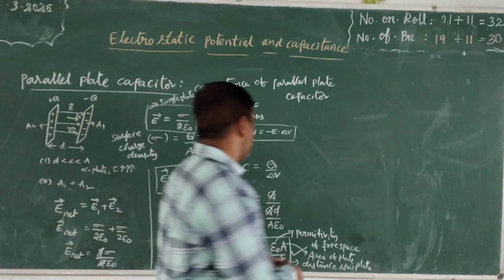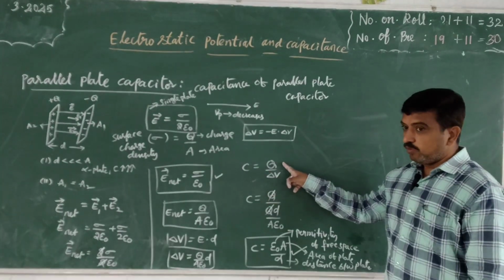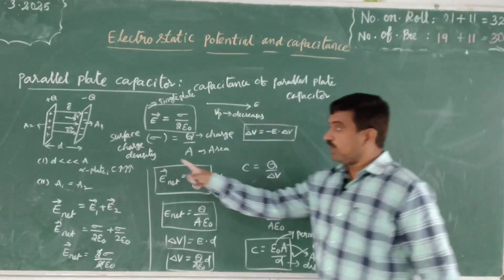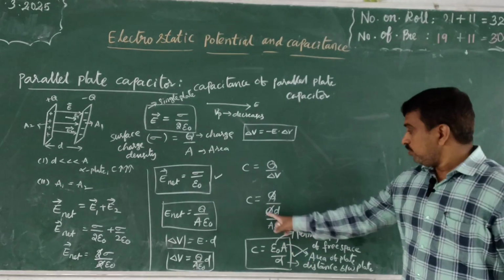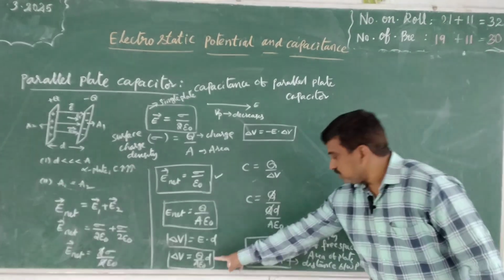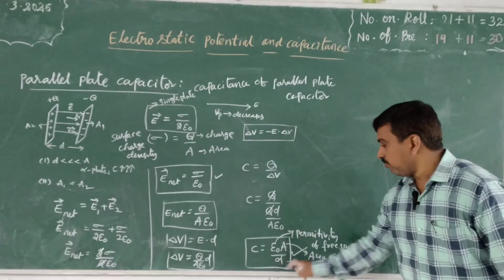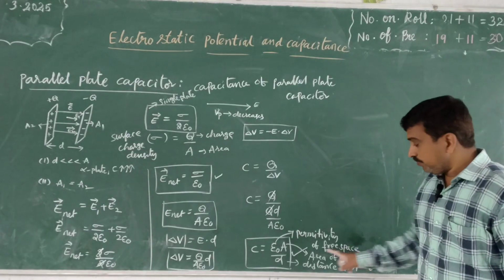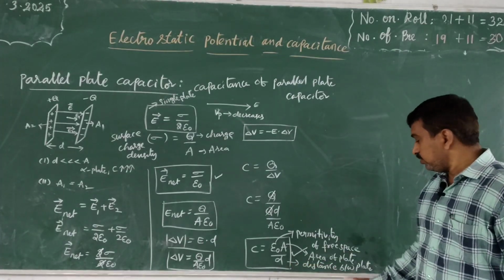What we want here is the capacitance of the parallel plate capacitor. The capacitance formula is Q by V. Why do we take delta V? Because there is a potential difference, higher potential here and lower potential here. So C equals Q by delta V, which is Q divided by Q d by A epsilon naught. Q cancels, giving epsilon naught A by d. Epsilon naught is the permittivity of free space or vacuum, A is the area of the plate, and d is the distance between the plates.